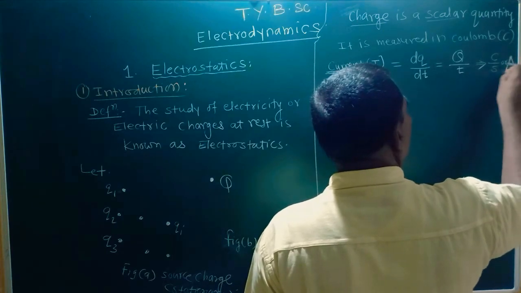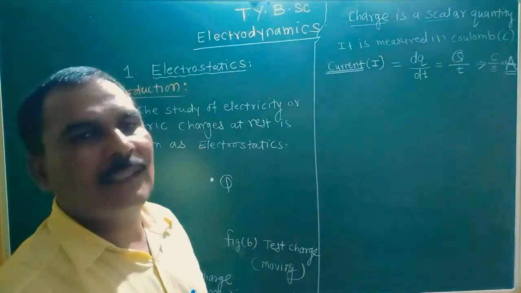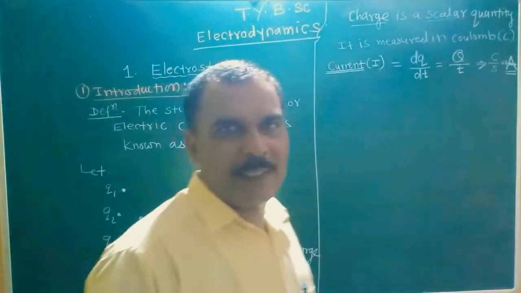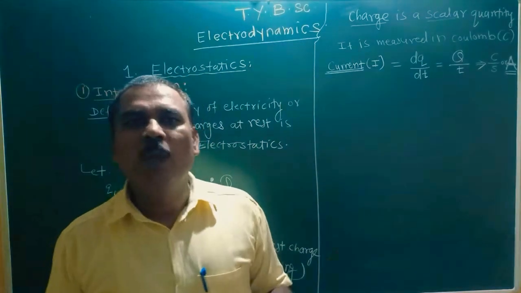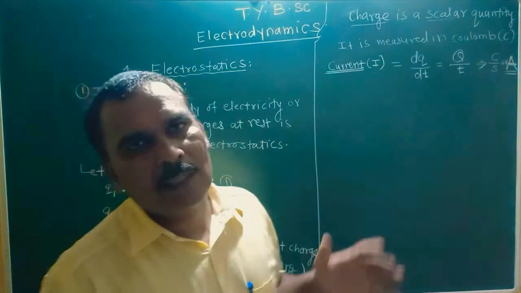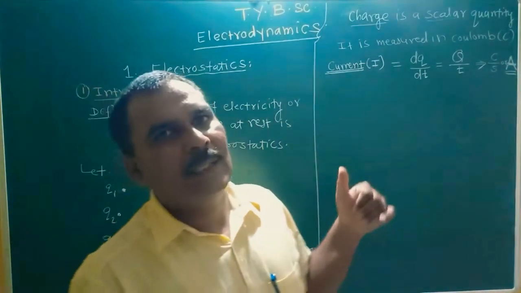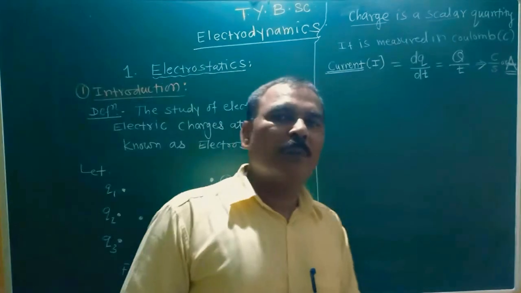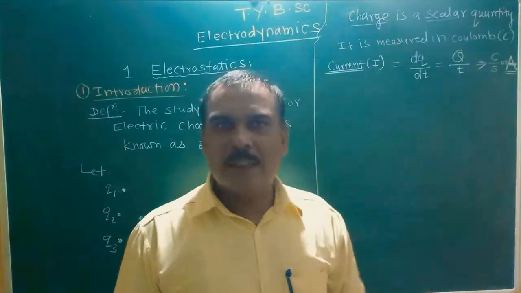Okay. This is the unit of the electric current. Basically, it is a fundamental quantity. Electric current is a fundamental quantity. In physics we have 7 fundamental quantities: length, mass, time, temperature, electric current, luminous intensity and amount of substance. In that, current is a fundamental quantity.